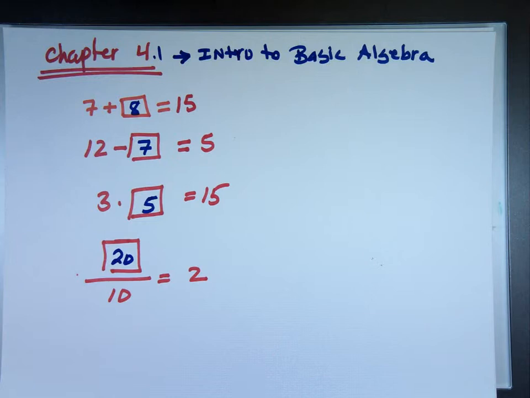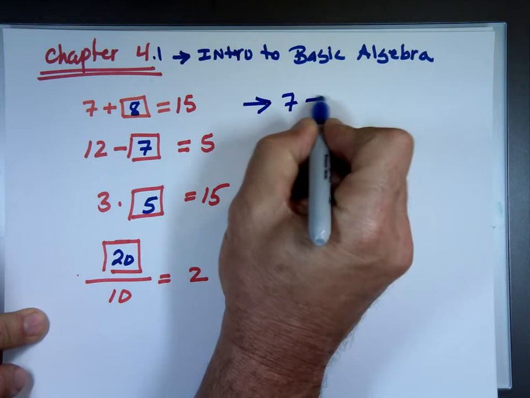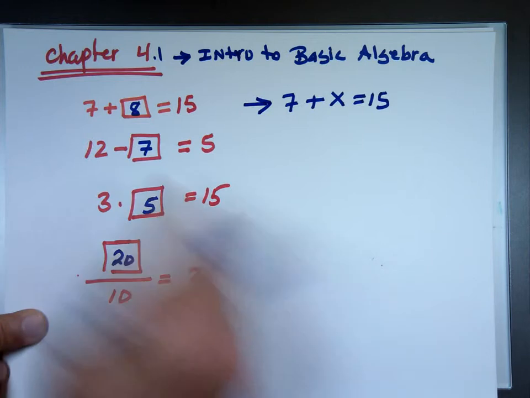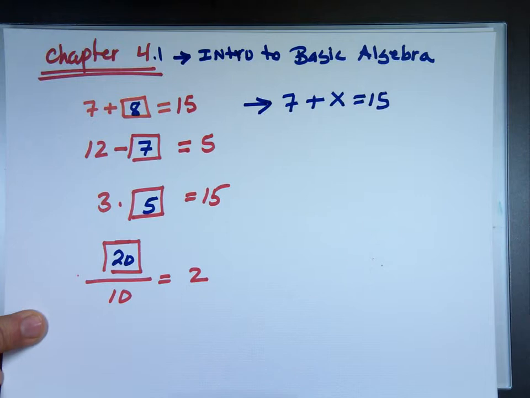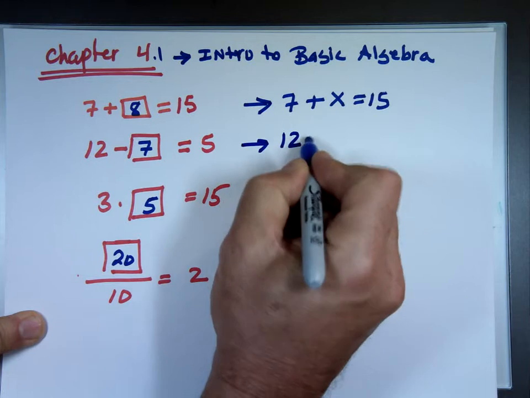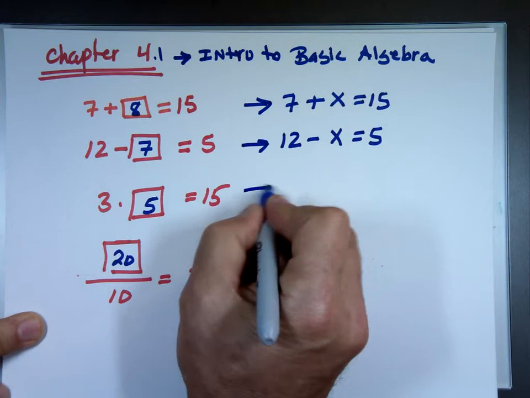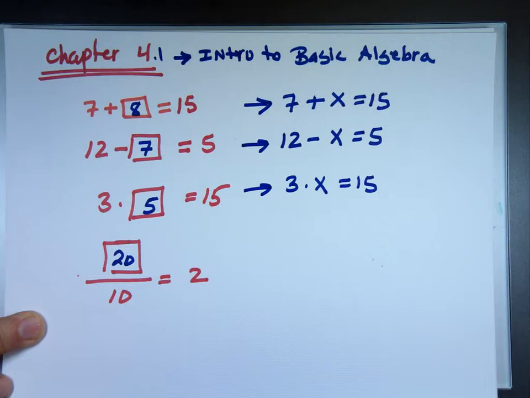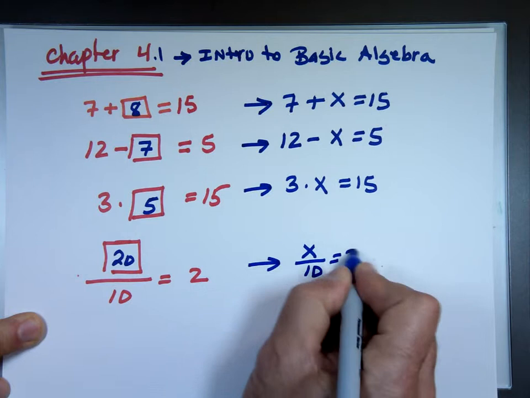Well, instead of using boxes, what we're going to do in algebra is replace the box with what? X or Y, any letter there. So instead of making the question like this, we'll change it. 7 plus what is equal to 15? X is the what, you're trying to find. This problem becomes 12 minus what equals 5? 3 times what is equal to 15? And what divided by 10 is equal to 2?